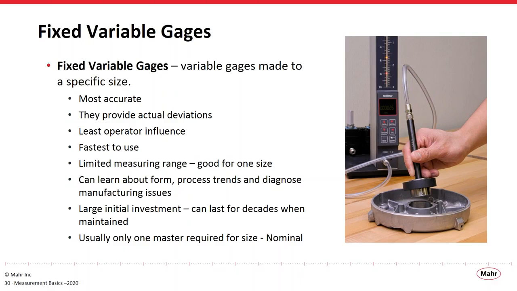Because it's the most accurate, it has the highest resolution, down to submicrons. Therefore, you can learn a lot about the form and process trends, and help diagnose manufacturing issues. Again, it's probably the most costly per measurement available, but you're getting the best results, the fastest results, and the easiest to use. So the investment is well worth it. And most of the air gauging and the Metron plugs that we manufacture require only a single nominal master.